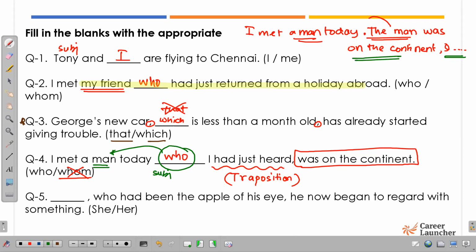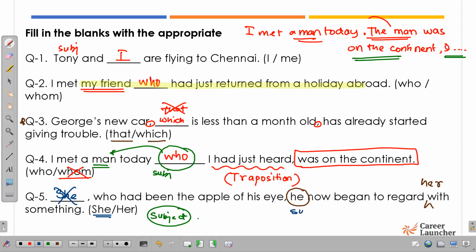Okay, 5th is also a very terrific question. Majority of the people mark she because they are wrong. If you pause the video and identify what is the subject of this sentence, what is the action happening and who's the subject, I think you get the answer. The subject of the sentence is he. He now began to regard her with something who had been the apple of his eye. So I've again transposed the sentence to make it difficult. And again, we have a very childish mindset that whatever comes first is the subject. So she is the subject because it looks cute. She who had been the apple of his eye. It makes perfect sense. It sounds good. And therefore should be the answer.